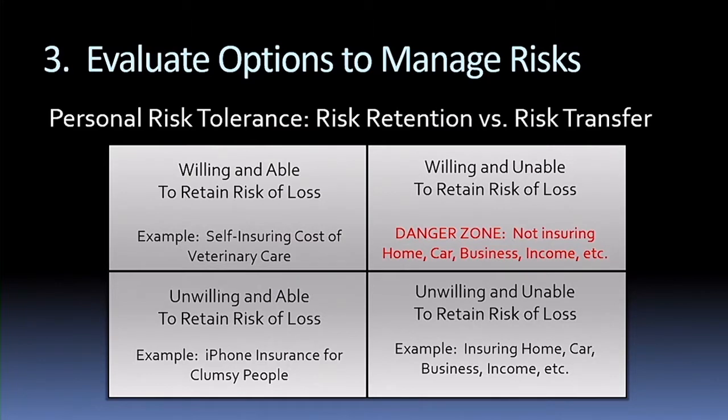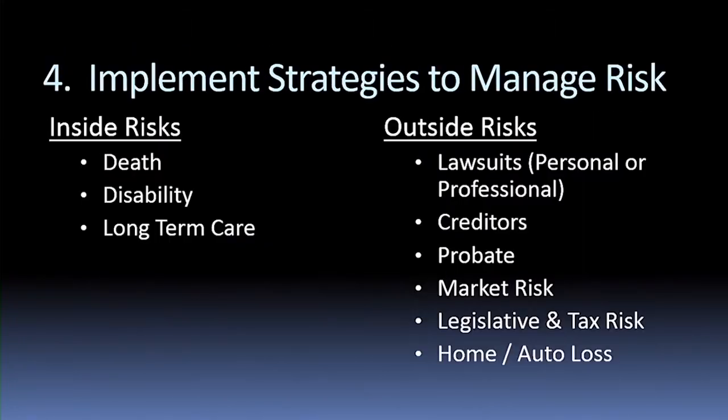And then there are assets that you can be unwilling but able to retain the risk of loss. So I've got 2 boys, ages 6 and 8. I actually buy the iPhone insurance, even though I know that I can self-insure that cost. I've had to use it a few times because of my kids. The most recent, I came home and lost track of my phone and found it later in a pot of spaghetti sauce. So sometimes you don't want to retain some of those risks.